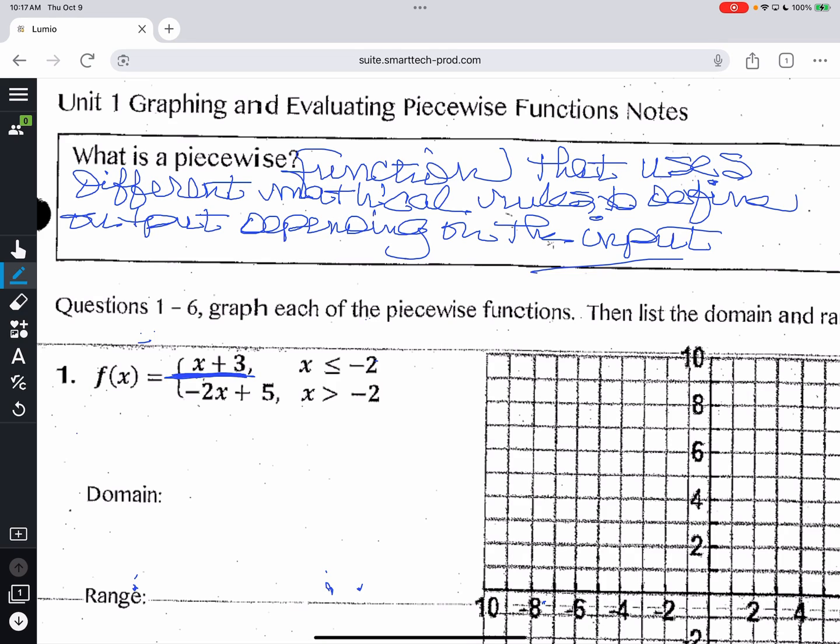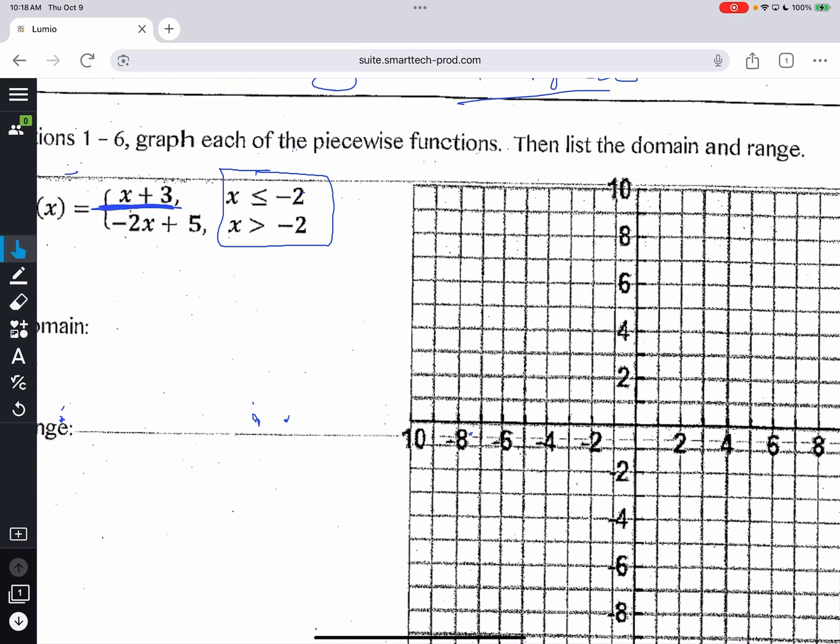And then notice these are constraints over here. And that's going to be how you define the graph. So you're going to have some parameters with it. Where x plus 3, and this is what we looked at last time we met. X plus 3 starts at 3 on the y-axis, and it has a slope of 1.